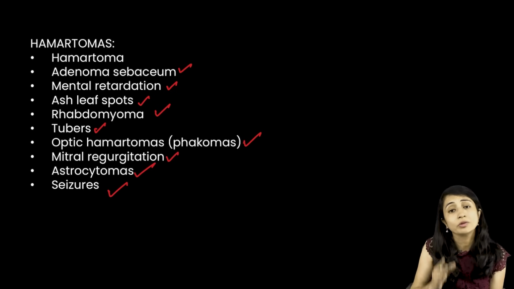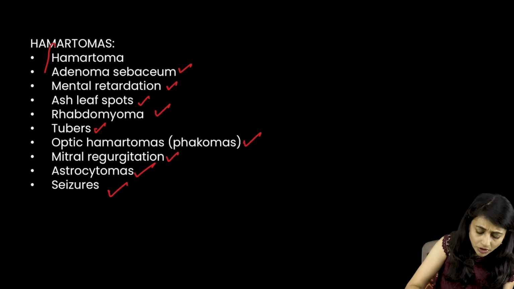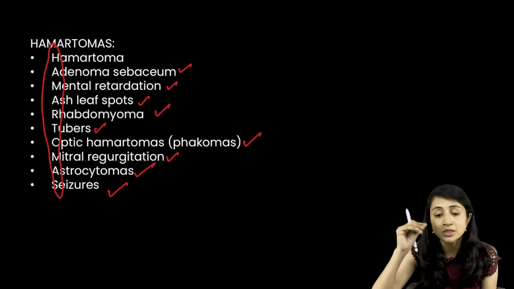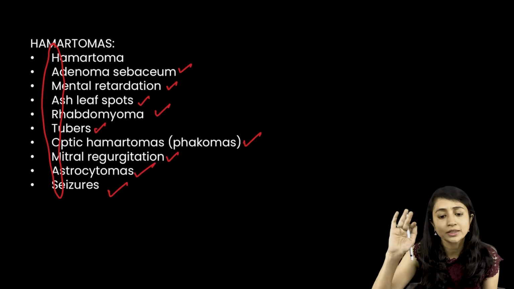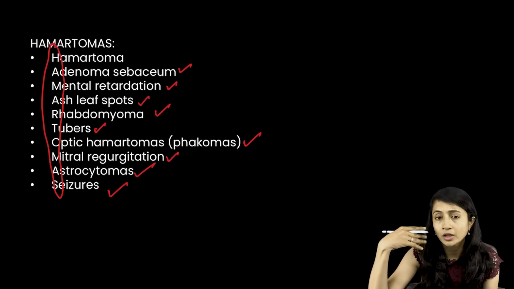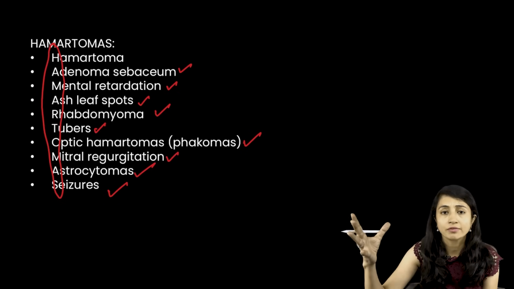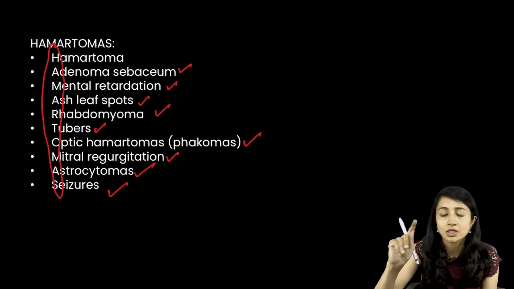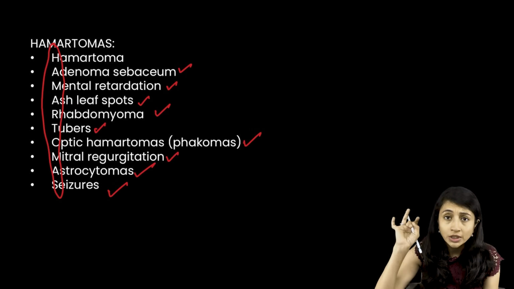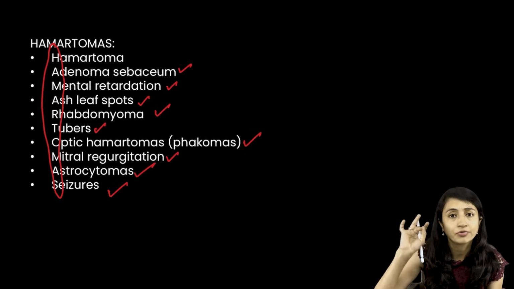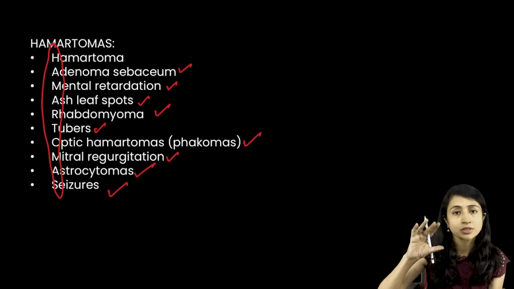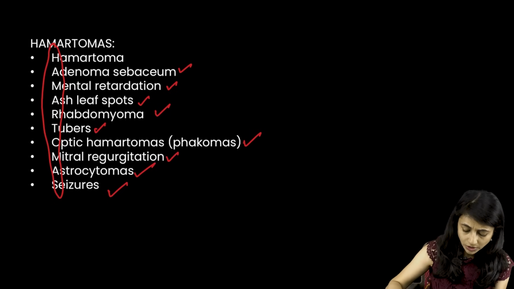You do not need to remember everything. If you just remember hamartomas, you would know what the different features are. So in tuberous sclerosis, mental retardation, seizures, astrocytomas, all of these are very, very important features. Usually they give you an image of adenoma sebaceum and ask you what it is, or they give you an image of Koenen's tumor or periungual fibromas, right? So this is very, very briefly about neurocutaneous syndrome.